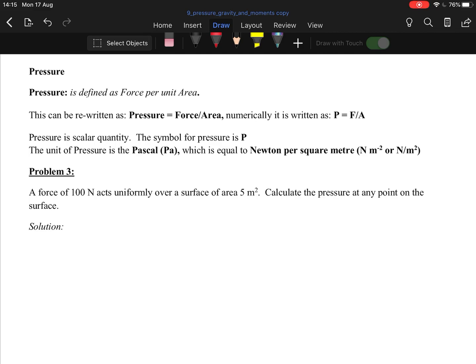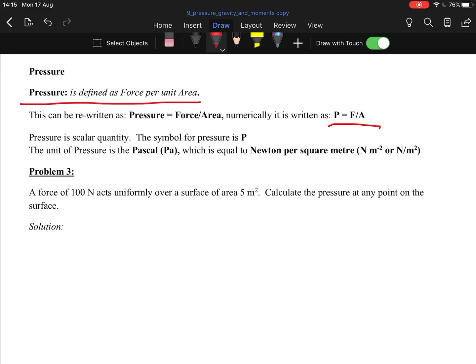Here is pressure. So again, I think in the new junior course you may or may not have done this, but anyway, we'll cover it. Pressure is force divided by area, or P is equal to F over A. So in other words, the smaller the area, the greater the pressure, the larger the area, the less the pressure. Okay, that's basically it.